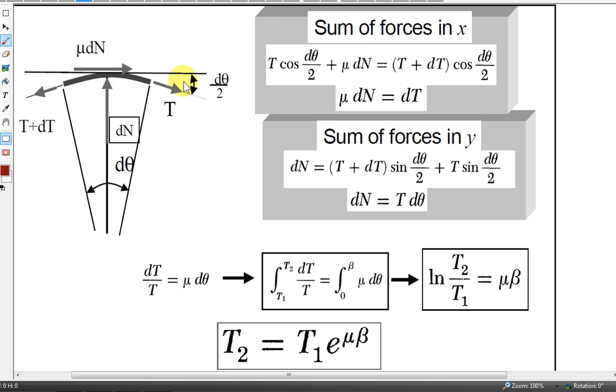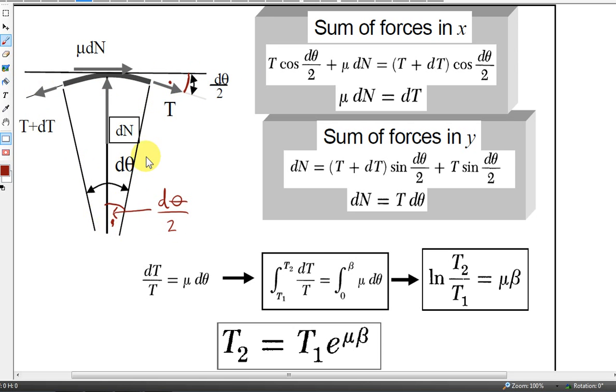Now this line here, which appears horizontal in this diagram, is perpendicular to the bisector of the angle d theta. So this angle in here is d theta divided by 2. Now we will be interested in components of the two tension vectors in a direction parallel to the bisector of the angle and in a direction perpendicular to the bisector of the angle. So we will need to get this angle here. Well, that's actually the same as this angle. These two angles are the same.